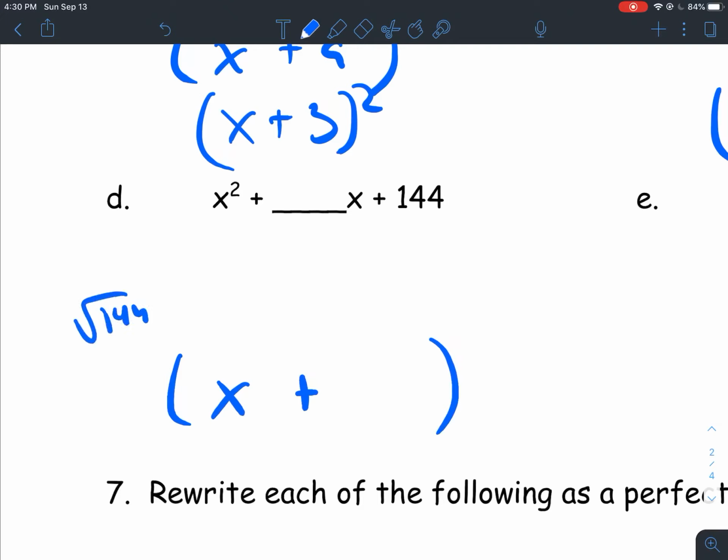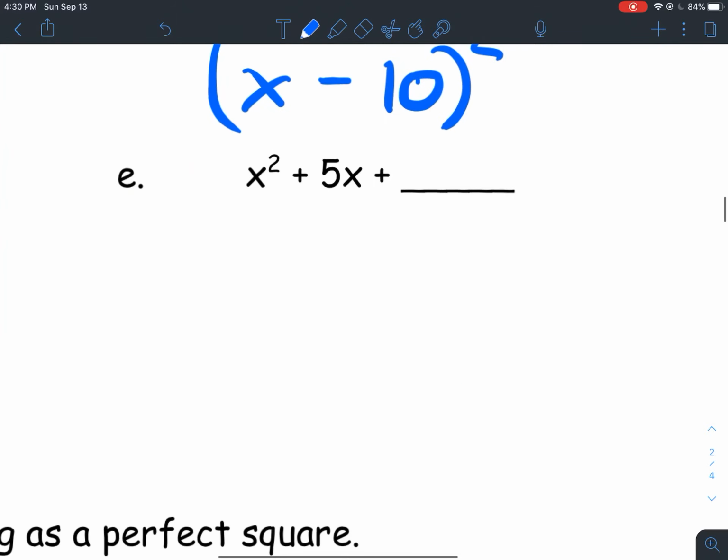Next, we can see that our a squared is going to equal 144. So the square root of 144 is 12. That tells us that our a is 12, right? And then our 2 times a is going to give us 24.